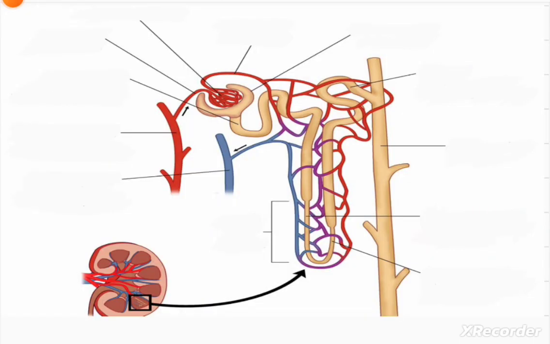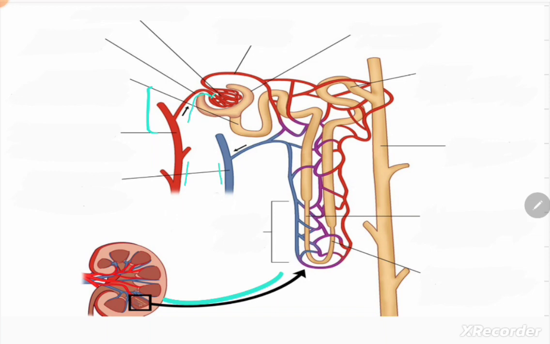Okay, so here we can see that we have taken a small segment of the kidney, and this is basically magnified. So this is a nephron, and we can see that the nephron starts from here. These are the blood vessels, this and this, and these are the arteries which are entering here. So the nephron basically starts from here.